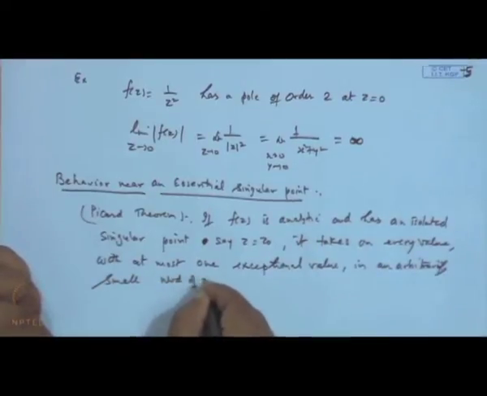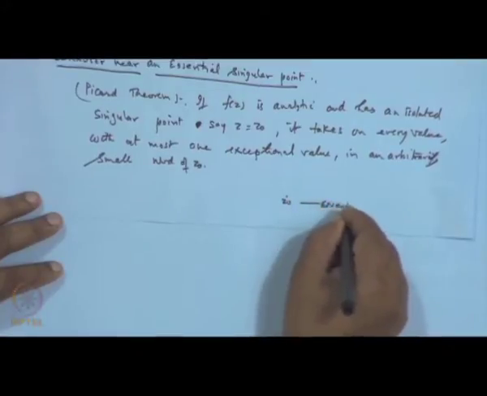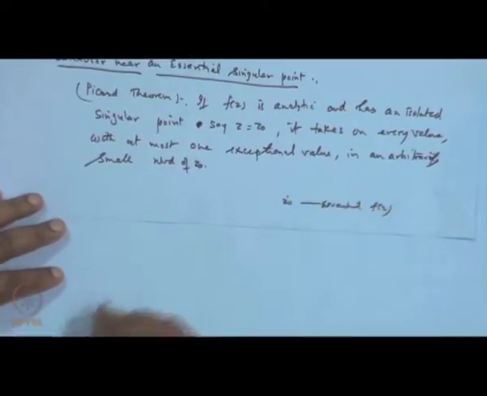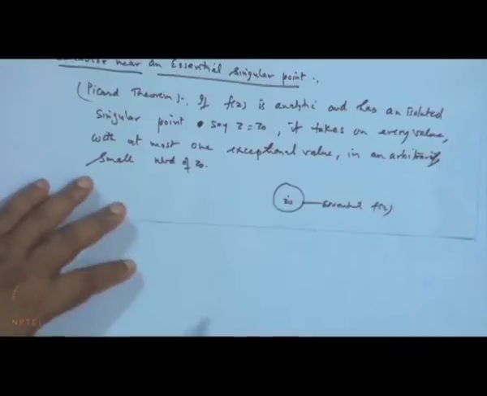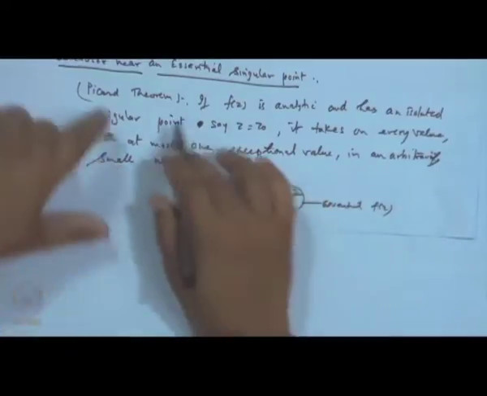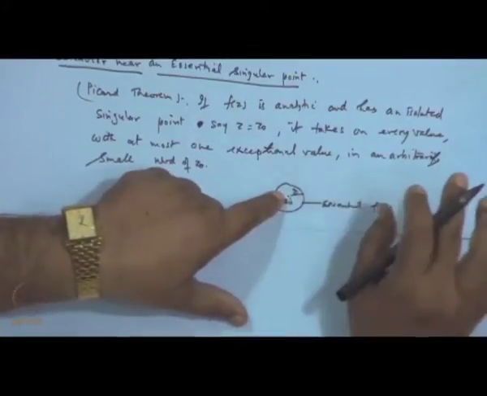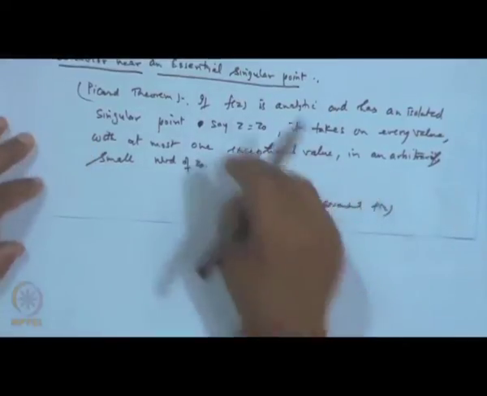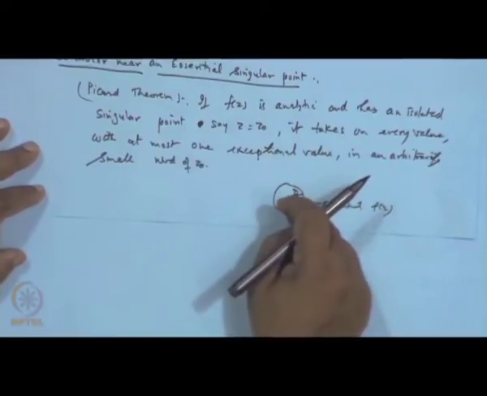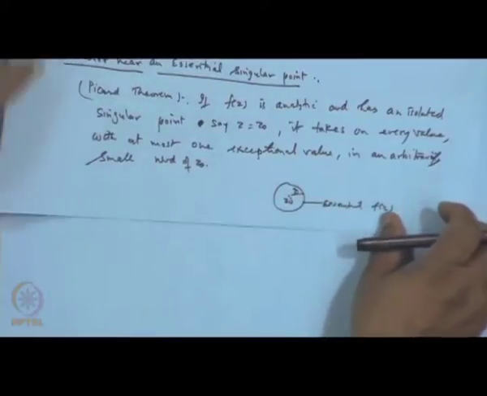So what Picard's theorem says is, suppose z naught is an essential singularity for this function f(z). Then if I draw a neighborhood around this point, in an arbitrarily small neighborhood of this point, the function f(z) as z approaches z naught will take all values, in fact, except possibly one. So there will be one exceptional value which may not be taken by the function as z approaches z naught, but the rest of the values can easily be achieved by choosing a suitable path which approaches z naught.